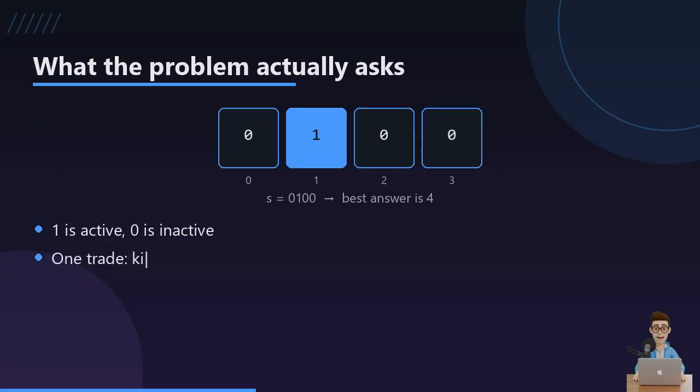You get a binary string. In one trade, you take a block of ones that has zeros on both sides and wipe it to zeros. Then you take a block of zeros that has ones on both sides and light it all up.